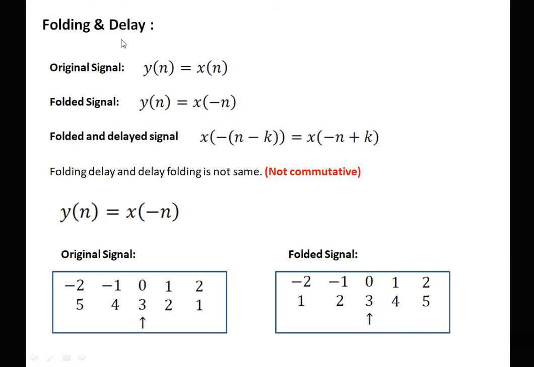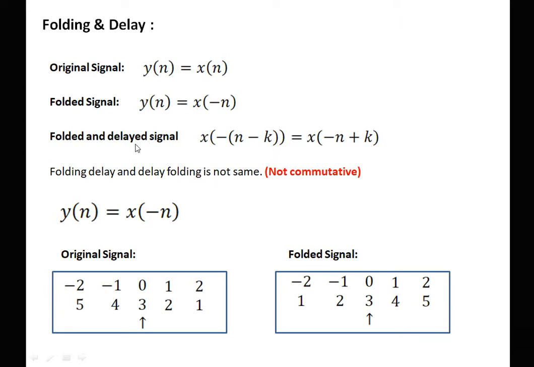Next is folding and delay. The original signal is y of n is equal to x of n. The folded signal is y of n is equal to x of minus n. The folded and delayed signal is x of minus n minus k, which is equal to x of minus n plus k. Now, folding and delay operations are not commutative. So folding then delay is not equal to delay then folding.